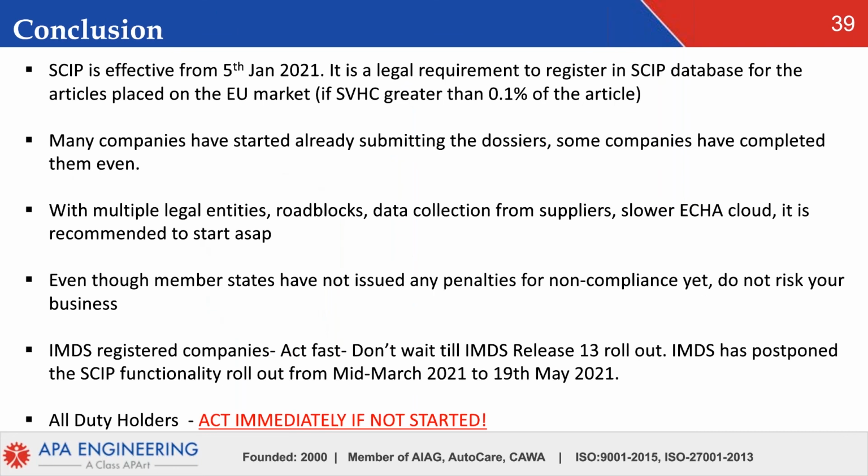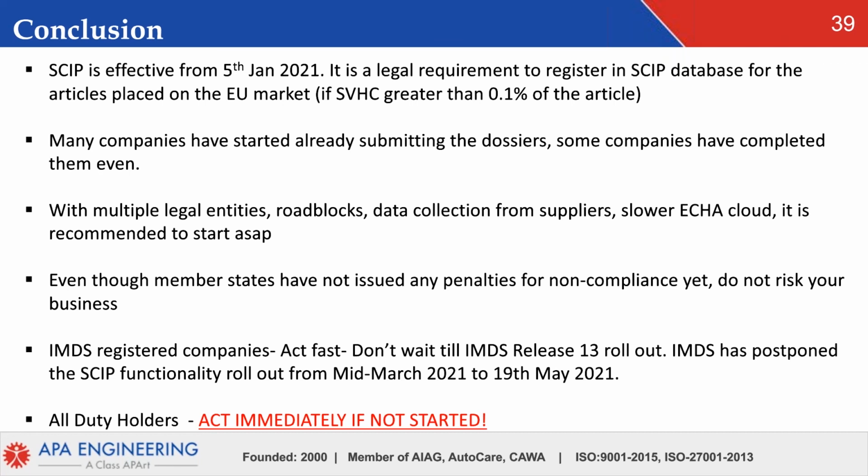Remember that SCIP became effective on the 5th of January of this year. That's just a few weeks ago. It is a legal requirement to register in the SCIP database any articles where a substance of very high concern is greater than 0.1% weight over weight of the article. As we've seen, many companies have already started submitting their dossiers. Some have even finished, and will need to re-review as new substances of high concern are added.